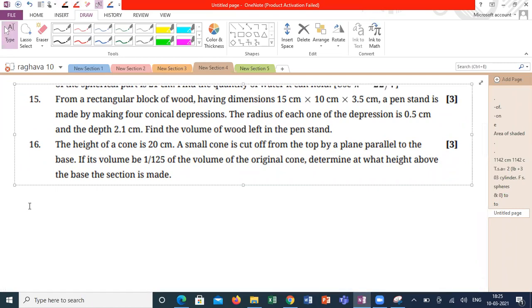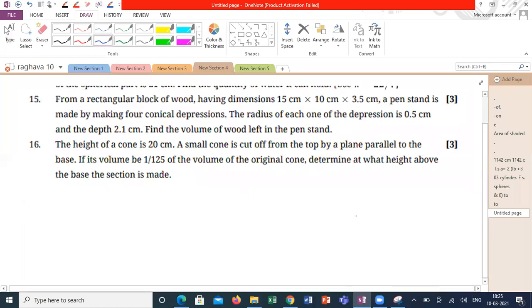Radius of each one of the depressions is 0.5 centimeter and depth of 2.1 centimeter. Find the volume of the wood left in the pen stand. So total volume minus the volume of the conical depressions. Four conical depressions, so 4 into volume of the conical depression. Am I right?